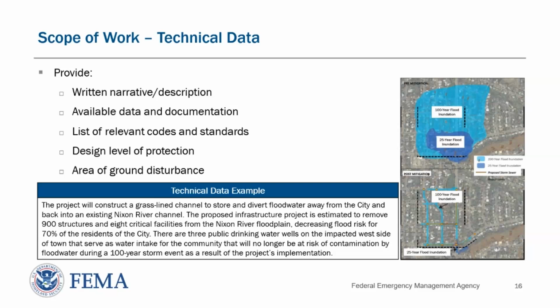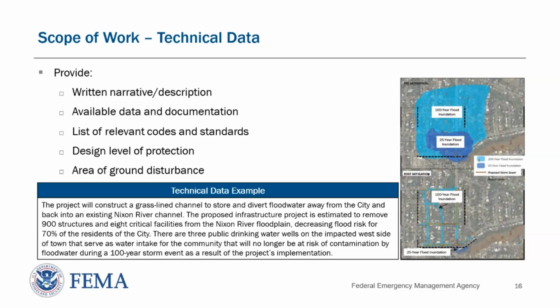You'll also notice an example map of before and after mitigation flood levels from an H&H study. This is an example of technical data. This is helpful because it shows that the statement of work is supported by engineering analysis and demonstrates the flood levels will be decreased by this project.